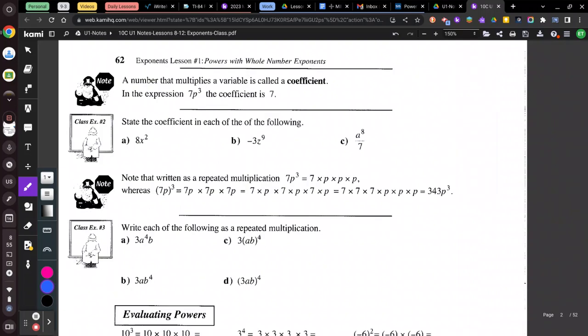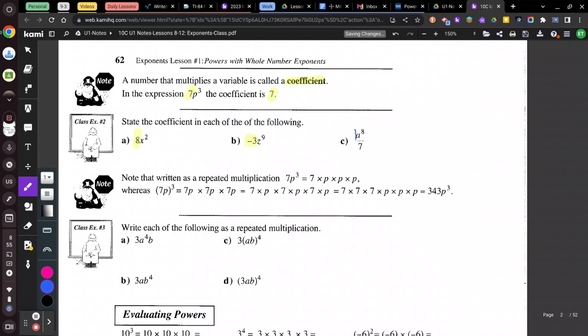Now it says a number that multiplies a variable is called the coefficient. So something that's sitting in front of your variable, the 7, he's sitting in front, he's your coefficient. So anything in front of a variable, we call that your coefficient. So if we want to identify coefficients, again, you could highlight them. Here I would have an 8. Here I've got a -3.